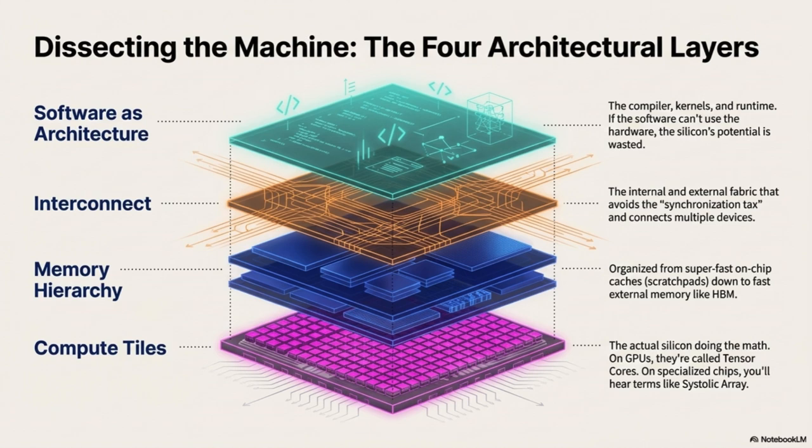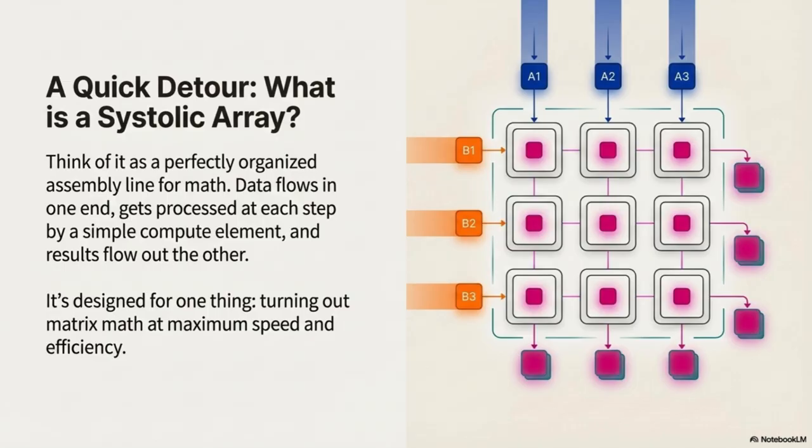Second layer. The memory hierarchy. This is organized from super fast on-chip caches, engineers call them scratch pads, down to fast external memory like HBM, which is stacked right next to the processor die. The whole goal is to minimize expensive trips off-chip. But if they have to go off-chip, they need the interconnect. Exactly. Within a machine that avoids the synchronization tax. Across a whole cluster, it needs to be so fast and predictable, it's almost like an extension of the chip's own memory.